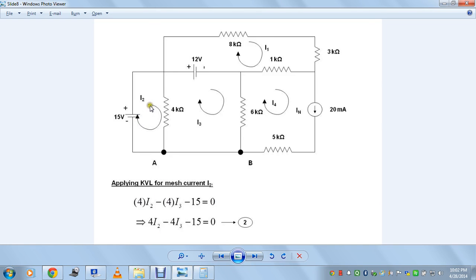Now the current I2 flows from here to here, but the adjacent mesh which has the current I3 flows from here to here. So according to I2, I3 is opposing it, so it is minus 4 into I3, and this is plus 4 into I3. And the I2, when it is flowing through this mesh, it is looking into the 15 volts. It sees the minus sign first and then the plus, so that's why it is minus 15 volts again. So it is plus I2 into 4 minus 4 into I3 minus 15 equal to 0. So that's the equation 2 we have.